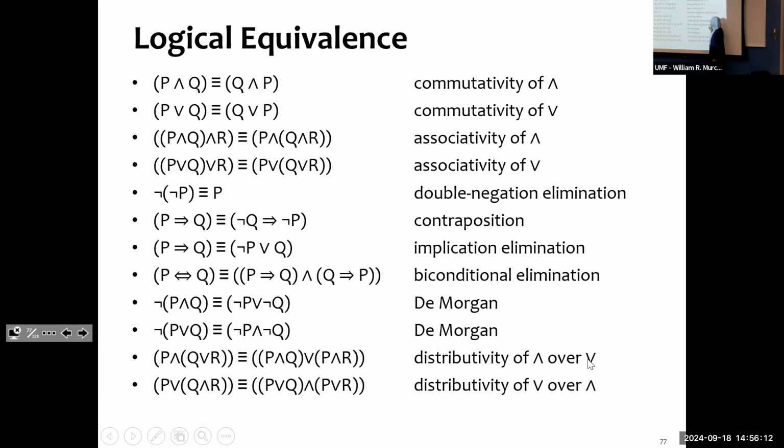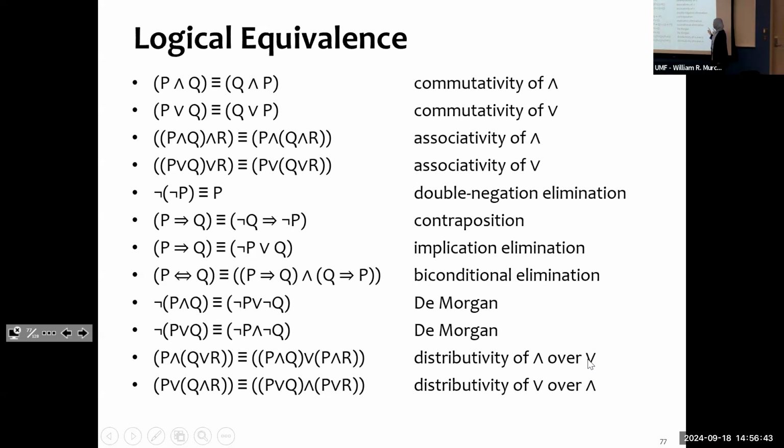Then the implication elimination. Also take note that most of the time if I have implication, for one reason or another, we'll see later, I sometimes don't want to see this implication. I want to eliminate the implication, and I will explain why. If I see P implies Q and I want to remove this implication, I will make it not P or Q. This rule is implication elimination.